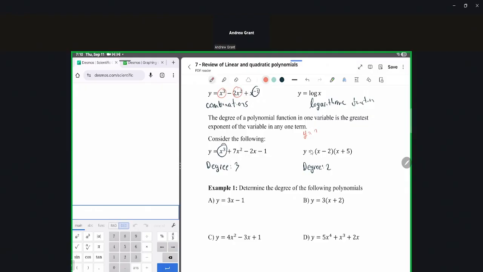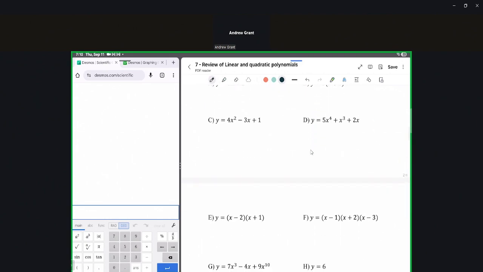x times x is x squared. x times 5 is 5x. Negative 2 times x is negative 2x, and negative 2 times 5 is negative 10. This will then simplify down to x squared plus 3x minus 10. The largest single term in here is this x to the power of 2, which is how we know it's a degree 2.